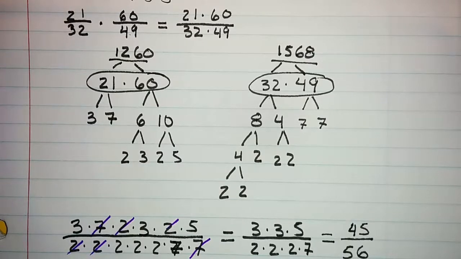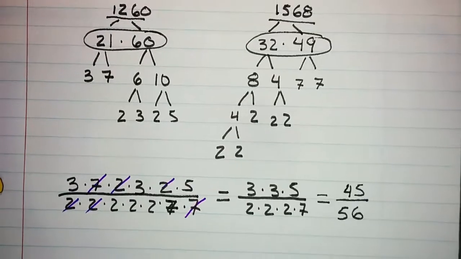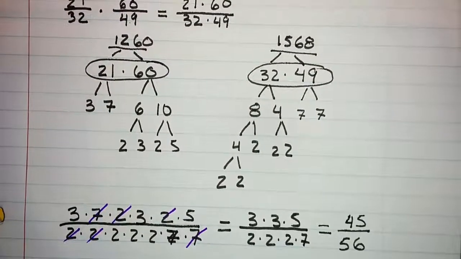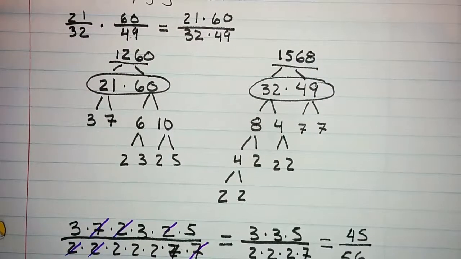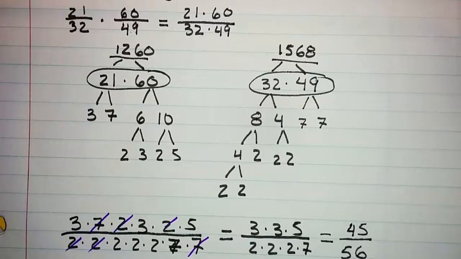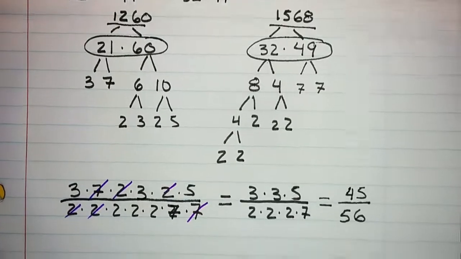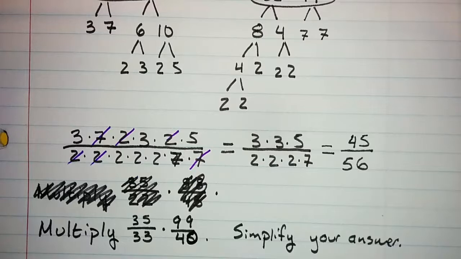I'm going to give you one of these to try now. And again, while there are other techniques for multiplying fractions of numbers, I want you to specifically use this method, as this is the method we're going to be using with rational expressions. Multiply 35/33 times 99/40. Pause the video and try this now.